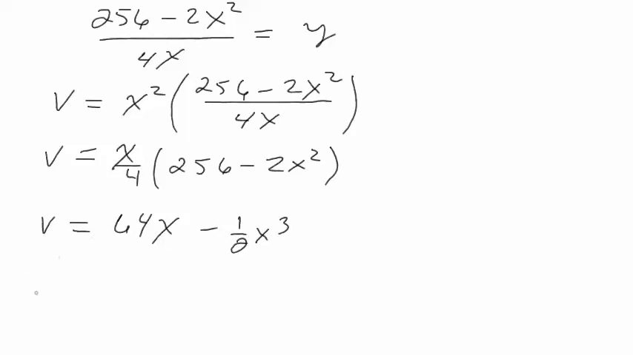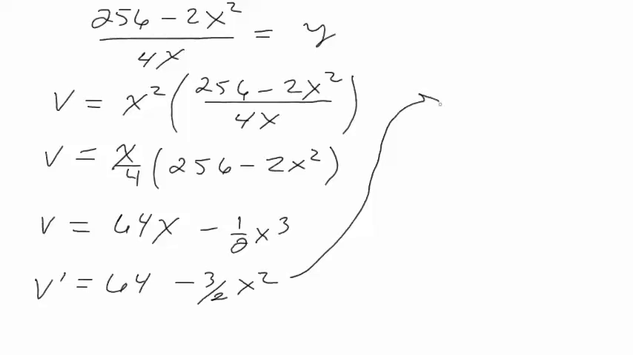Alright, so now what we want to do is take the derivative. 64 minus 3 halves x squared. Alright, and then what we want to do is set this thing equal to 0. And where can we do this? Can we just do this? Let's extend this problem up here so I don't have to keep writing. So we have 0 is equal to 64 minus 3 halves x squared.